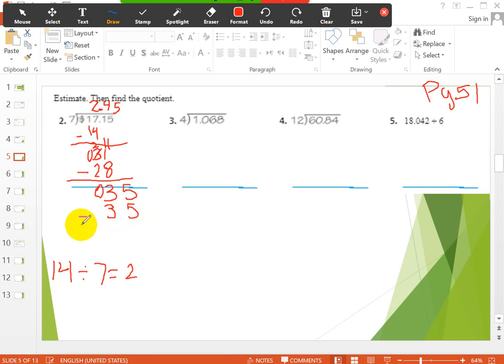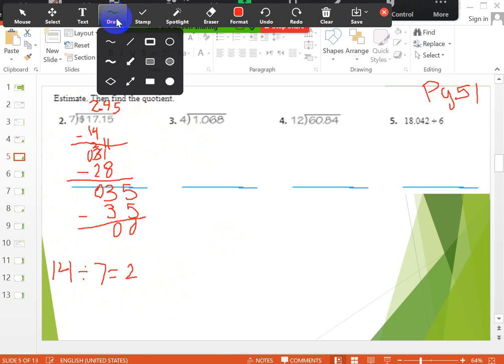Then I will subtract. So the remainder right here will be what? It will be 0. Thank you. So this is exercise number 2. So look, the quotient is close to the estimation. Now let's move to number 3.